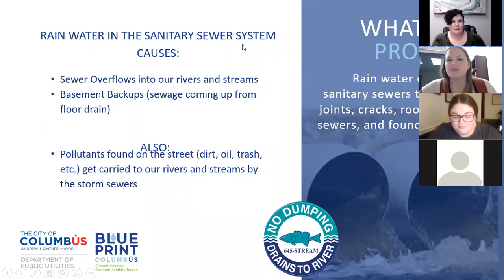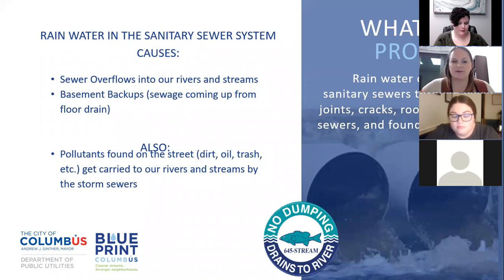There you go. So that's our problem, right? This is what we're trying to fix. There is rainwater that is entering the sanitary sewer system, and it's overflowing and overwhelming the system itself. So the sewer system was not built to handle both rainwater and sewage, and it is causing overflows into our rivers and streams or basement backups through your floor drain.